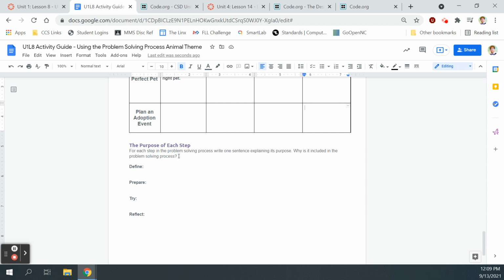So for each step in the problem solving process, I want you to write one sentence explaining its purpose. Why is it included in the problem solving process, right? So tell me why it's important, why it's included. You don't need more than a sentence or two here.